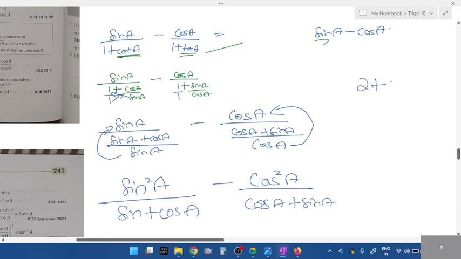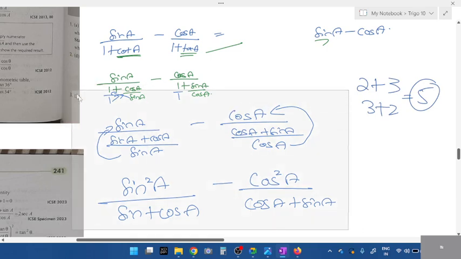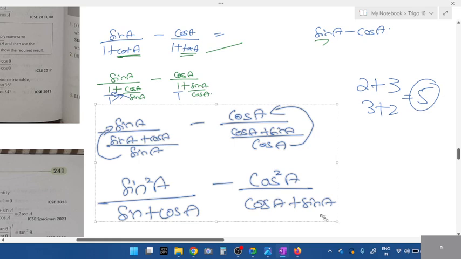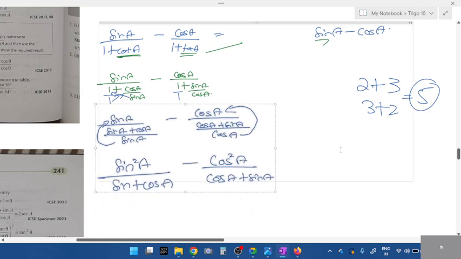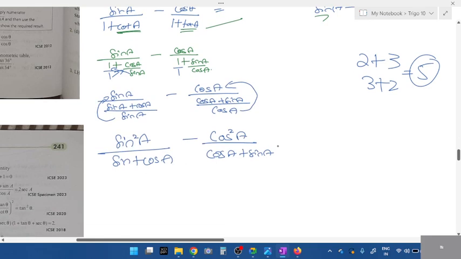See, whether you write 2 plus 3 or 3 plus 2, students, it doesn't matter. You get the answer 5. In the same way, the numerators and denominators are different, the position is different, but you can write it together. The denominators are different here. Still, you can take a common denominator. Both the denominators are the same, sin A plus cos A.